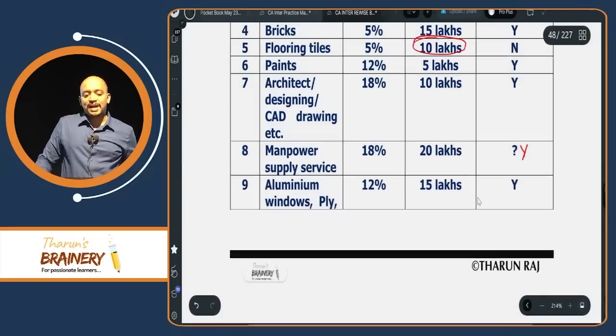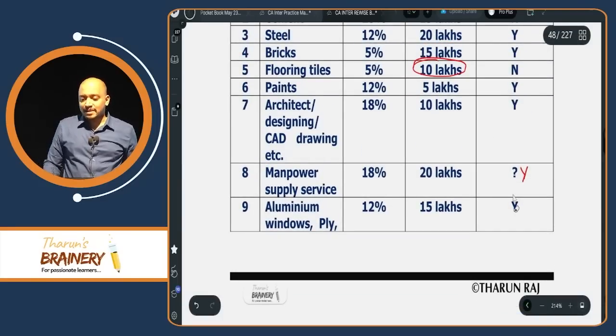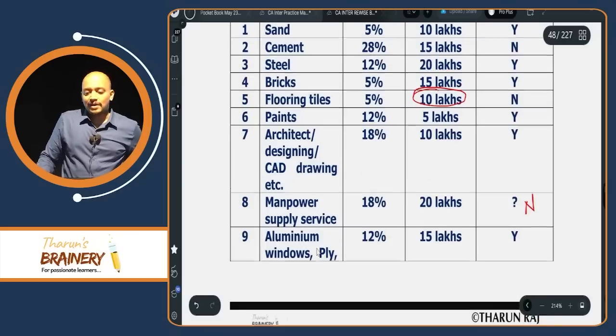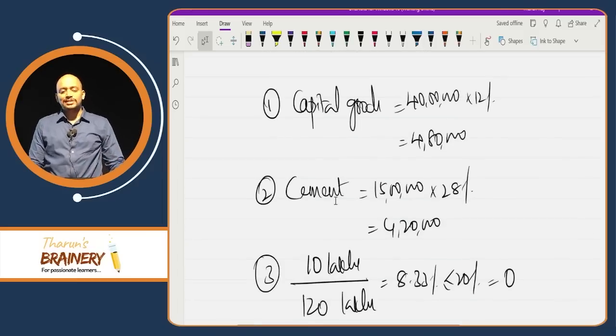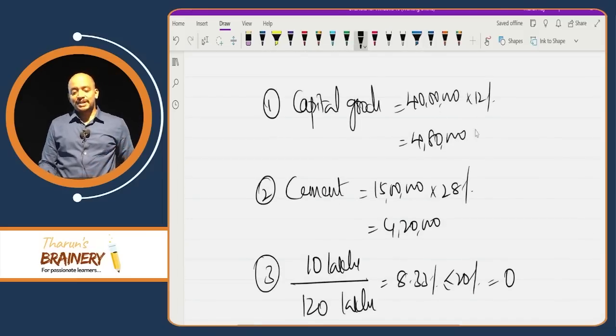Now, next part, what if this manpower supply is from an unregistered person? Now, again we will do this. First step, will it change? No, same. 40 lakhs into 12%, 4 lakh 80. Second step, will it change? No, 15 lakhs into 28%, 4 lakh 20,000.